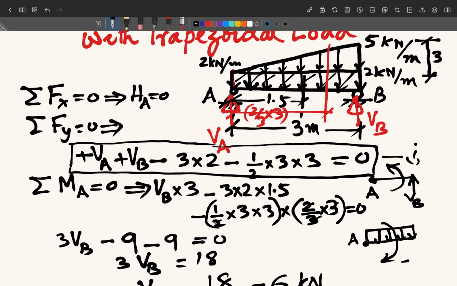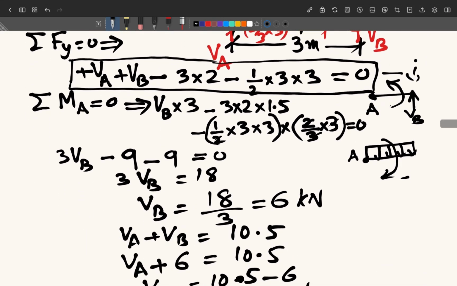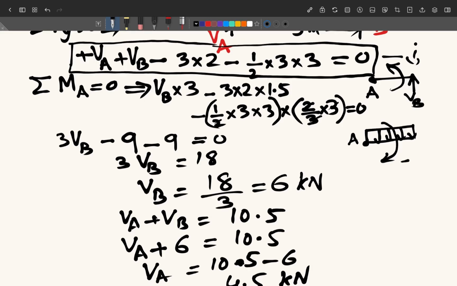We hope that you enjoyed this video lecture and it has helped you in learning how to calculate the support reactions of a simply supported beam.